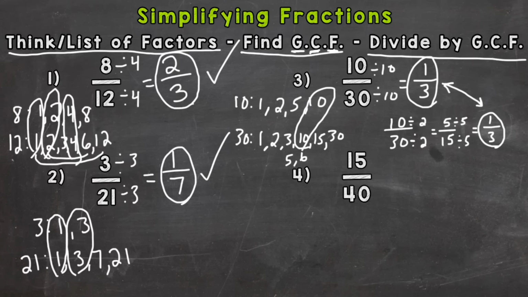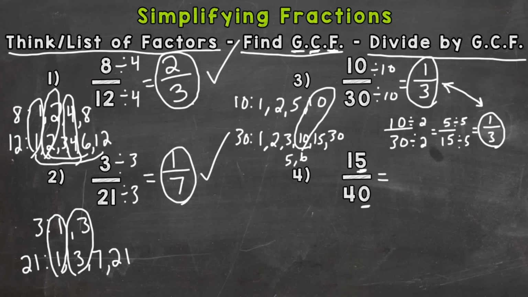It doesn't matter what path you take as long as you break it down to where the only common factor is 1 between your top and bottom number, the numerator, which is the top, and denominator, which is the bottom. So let's try number 4 here. We have 15 and 40. So I'm going to give you a little hint here. Anything that ends in a 5 can be divided by 5. Anything that ends in a 0 can be divided by a 5 or a 10.